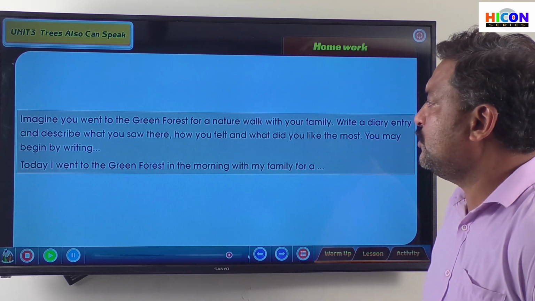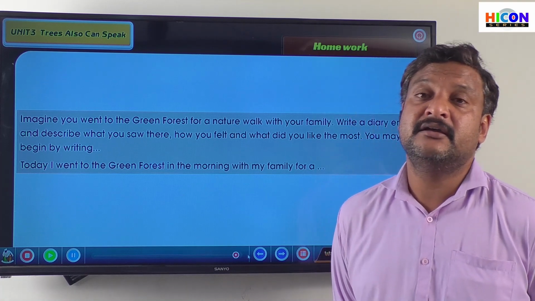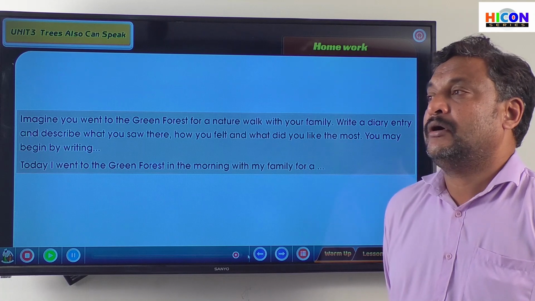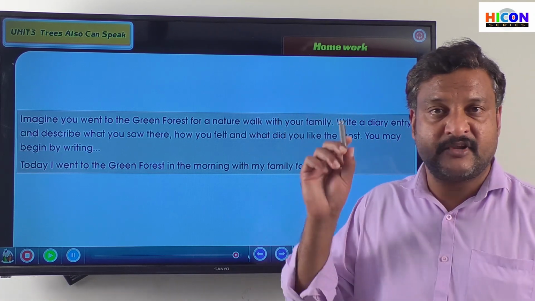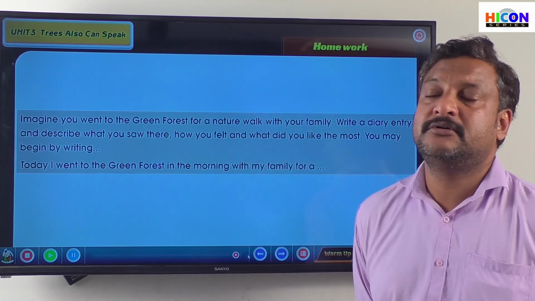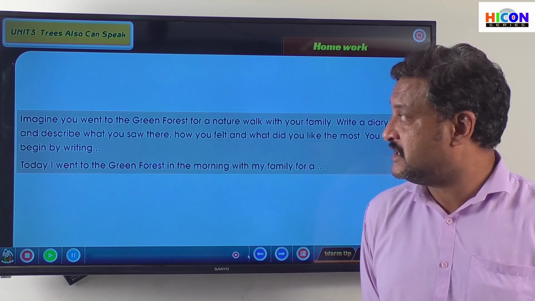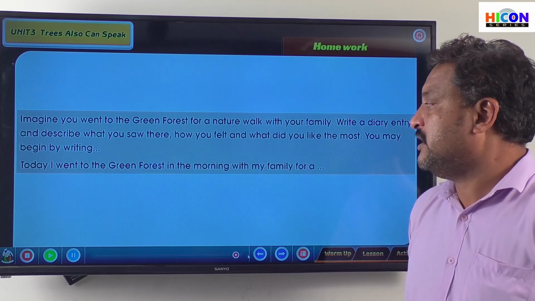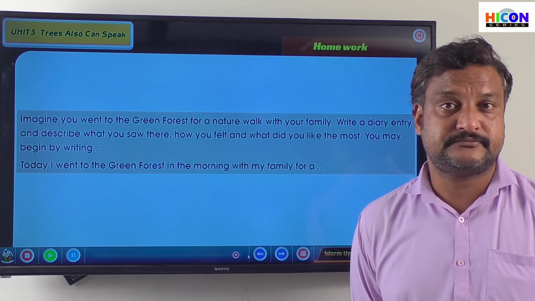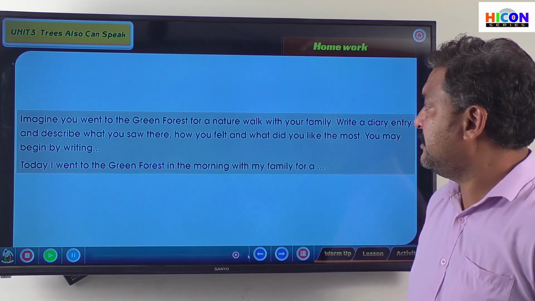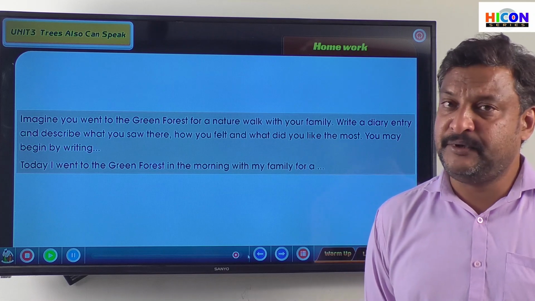So what we need to do now is make a diary entry. You can take a sheet of paper, put today's date on top, and then write dear diary. Dear diary, today I went to the green forest in the morning with my family for a picnic.